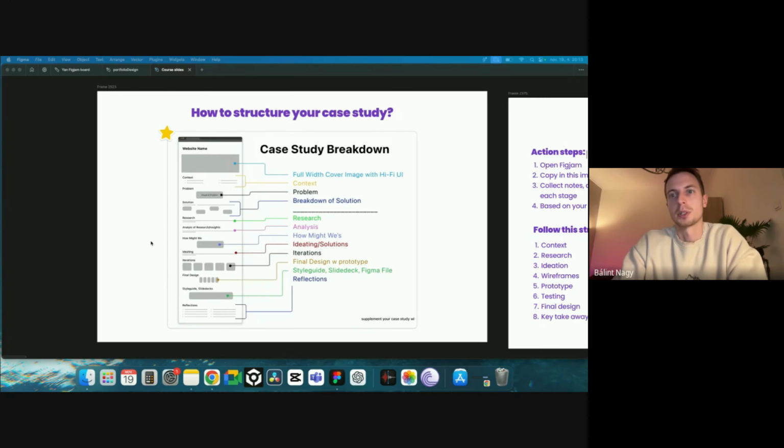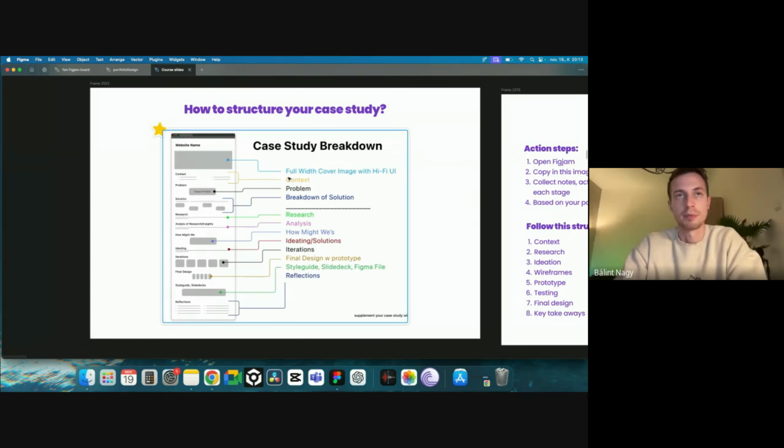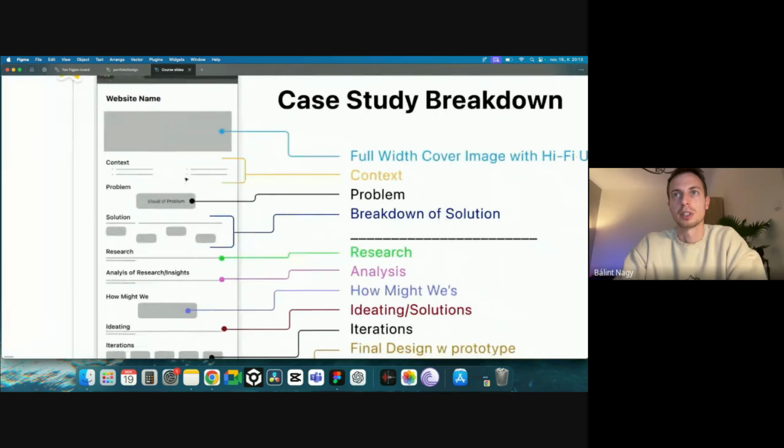So basically, when it comes to writing your case study content, I was giving you guys this template, which is, by the way, from another designer. It's not mine, but it's working really well for me. And basically what you want to focus on is, first of all, giving context of what's happening at the beginning of the case study.